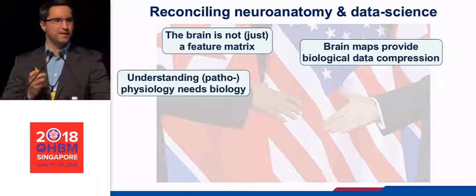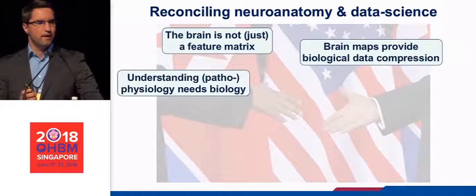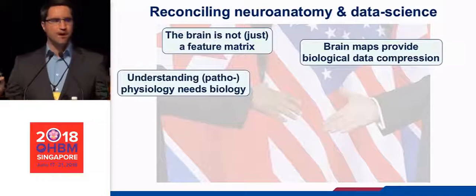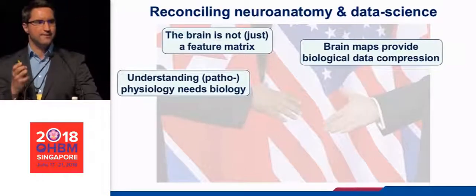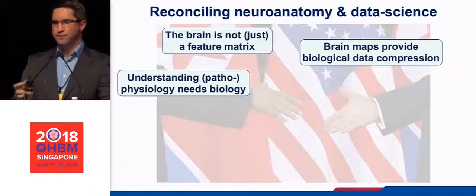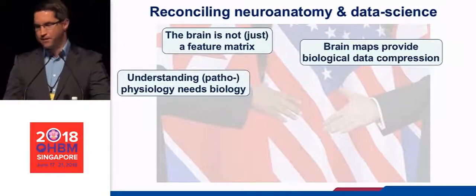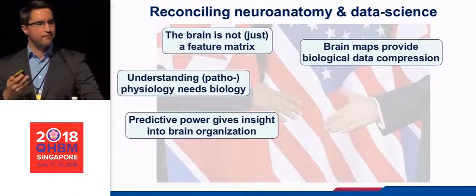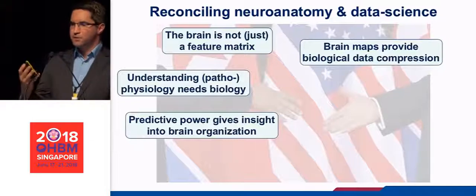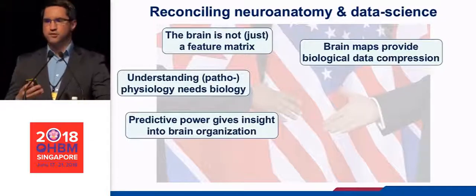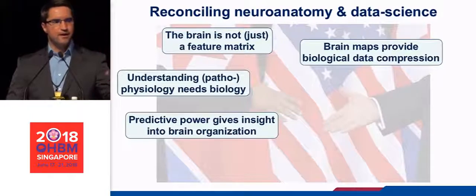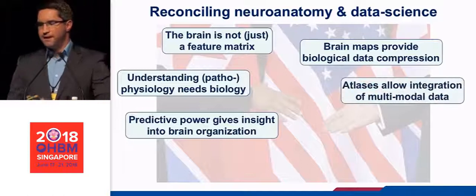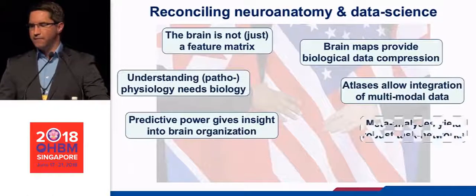Understanding pathophysiology needs biology. If we just have a predictive model that is based somewhere loosely on the entire brain, that's not going to advance our understanding. It can be useful, but it doesn't help us to understand brain organization or pathology. But predictive power can give insight into brain organization. This is what I showed when I showed you the gender analysis, the schizophrenia analysis. Finding out which parcels have predictive power informs you about the parcel. Atlases allow the multimodal integration of data.